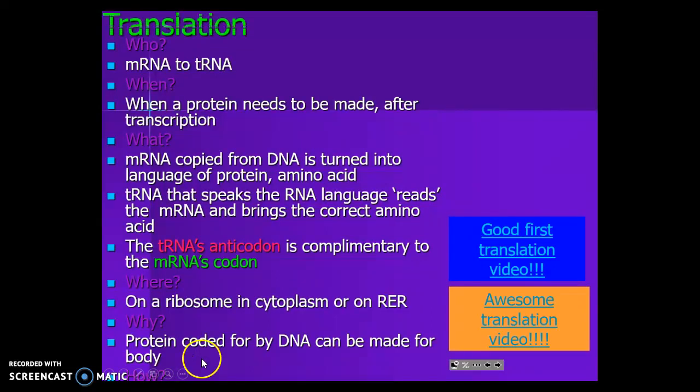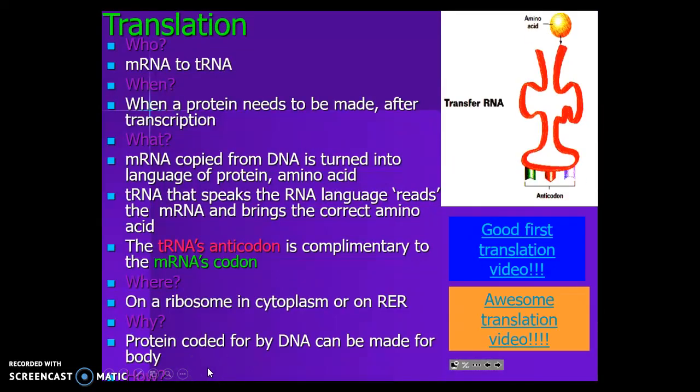This is a great image of tRNA, which we've seen once before. Here we see the anticodon on the bottom. We see the very stereotypical characteristic of the tRNA folded upon itself, with the amino acid on the top.